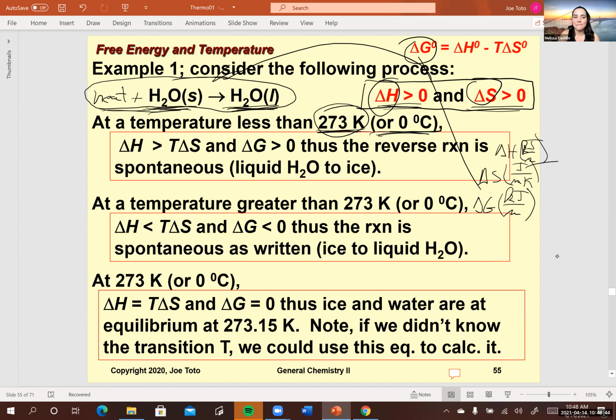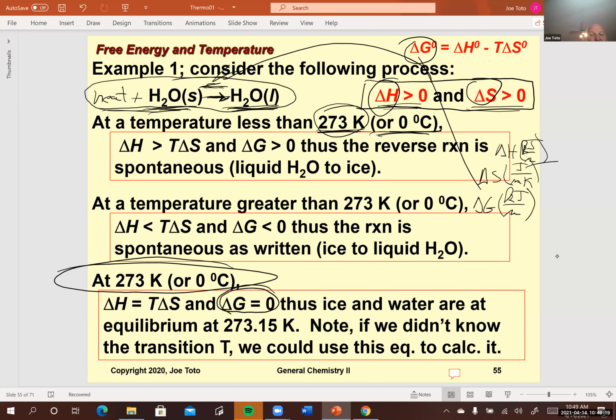Yeah, it is, right? That's right at equilibrium. That's this shot down here. Okay. So right at 273, that's what I was talking about. So right at 273 or 0 degrees, there's an equilibrium between the liquid and the solid. That's the equilibrium temperature. And so we know that at equilibrium, delta G is going to be 0.